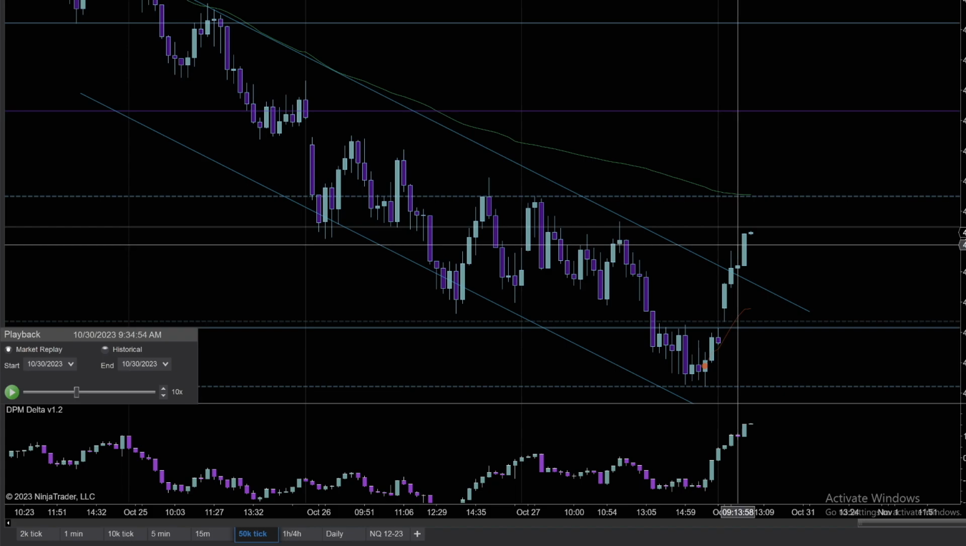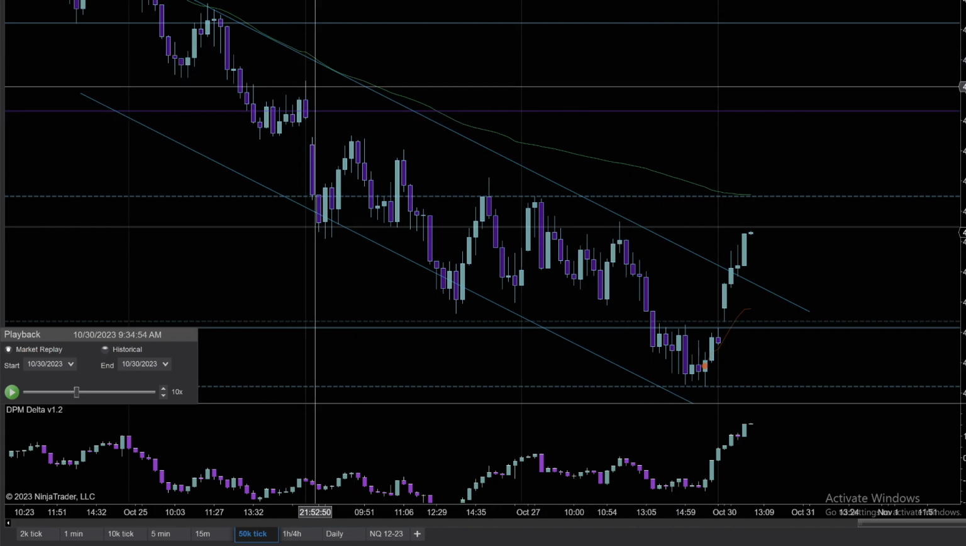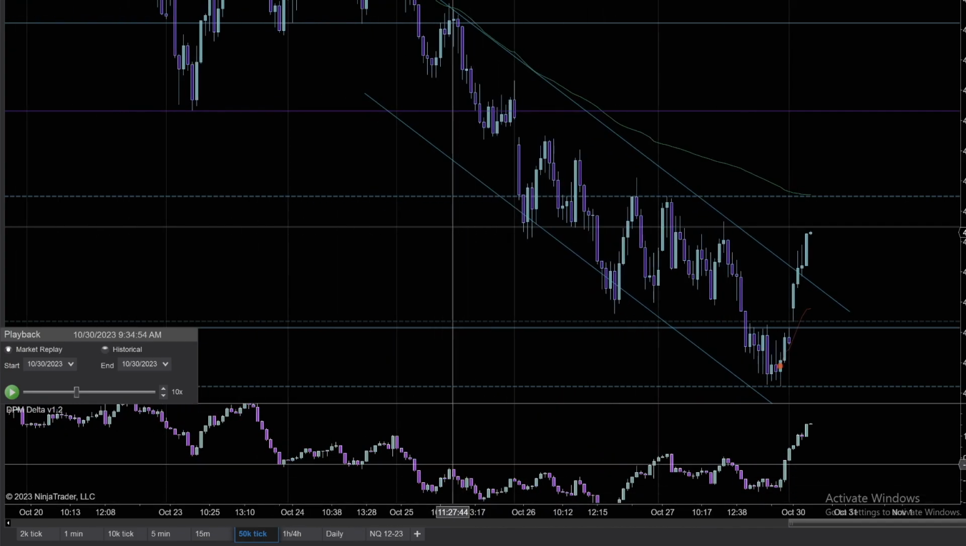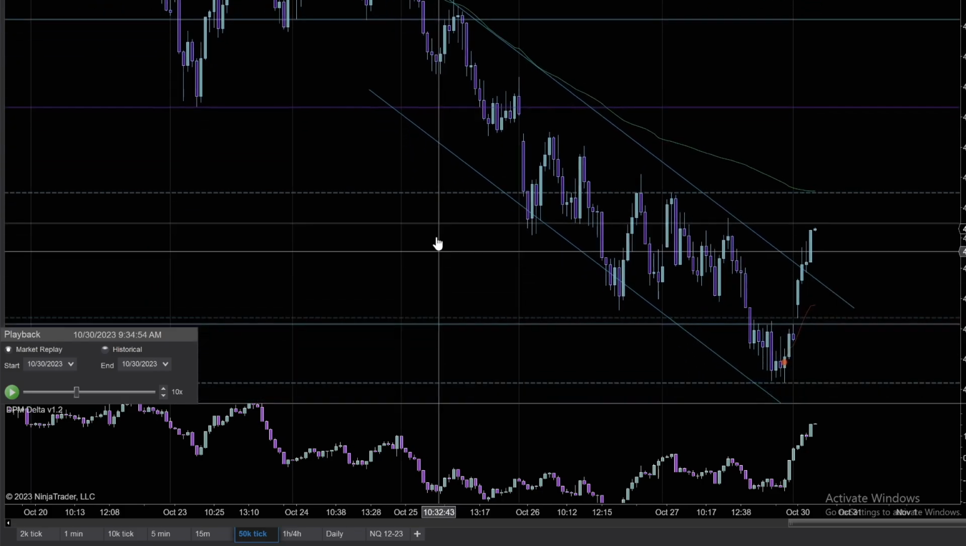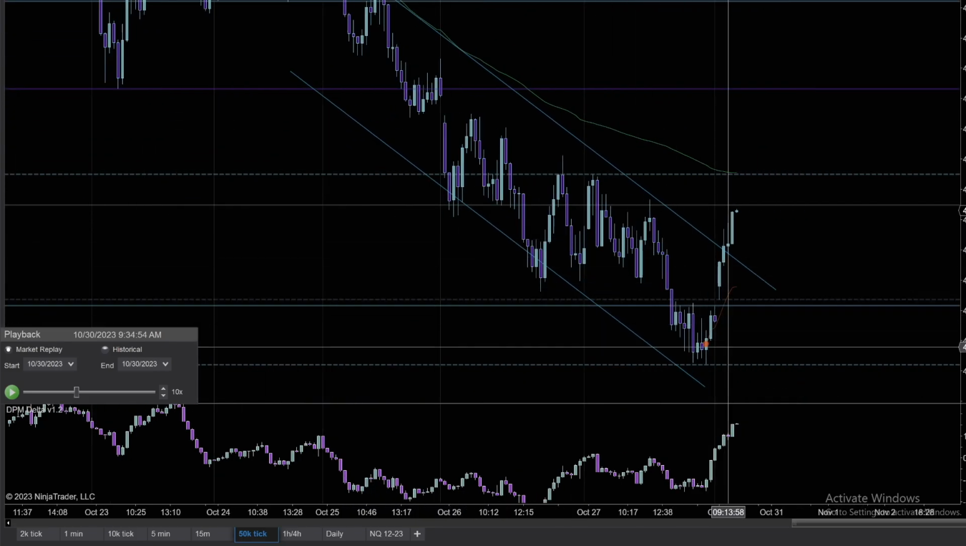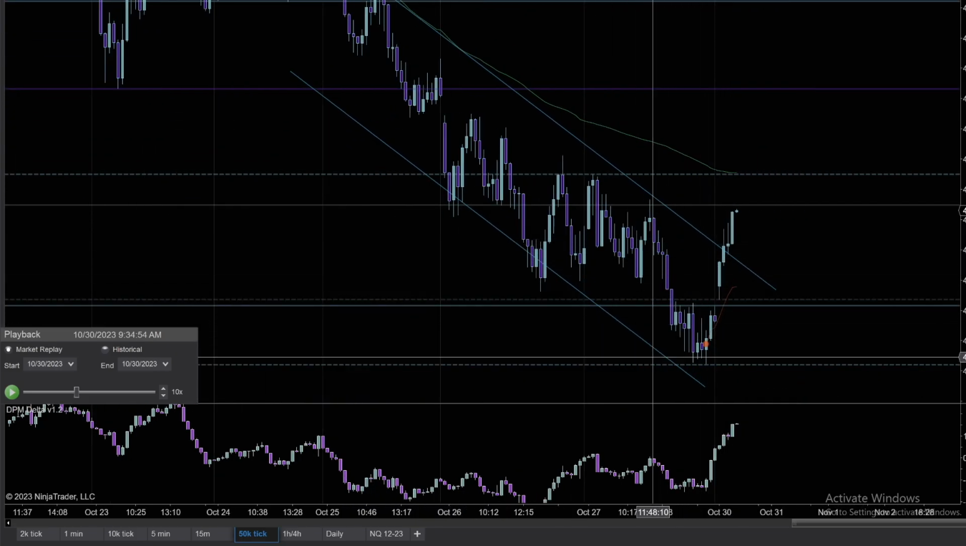So at this point in time, although we had been trending downward for several days, this had been going on for some time, the market was pretty extended, probably due for a little bit of a bounce, and we are seeing some definite signs of strength here.